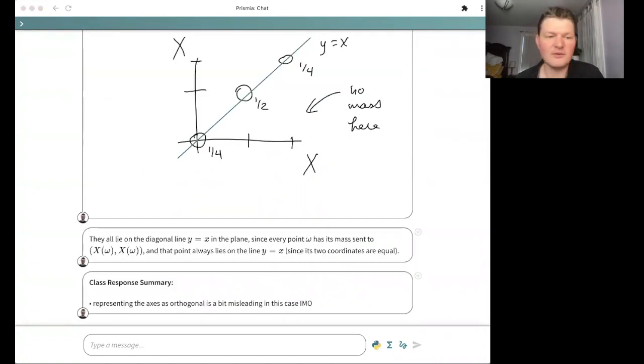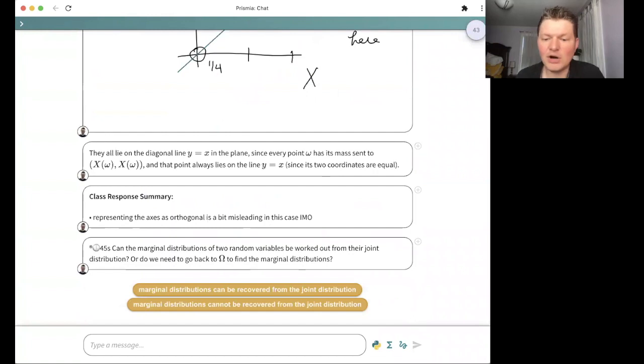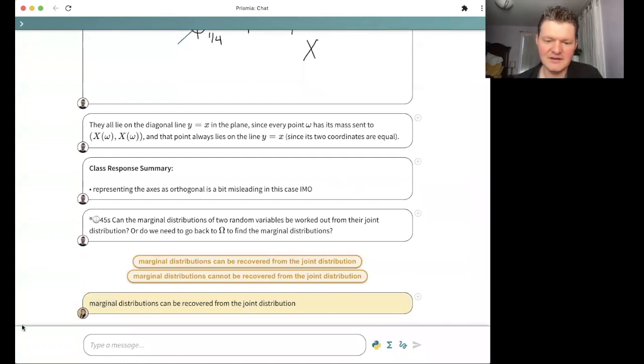Okay, here's another question about random variables and joint distributions. Can the marginal distributions of two random variables be worked out if we know their joint distribution? Or do we need to go back to omega to find the marginal distributions? So we know we can't get joint distributions from marginal distributions, but can we go the other way or not? Okay, I think we haven't heard from Yuetian in a while. So this is her answer. Do you want to tell us what your idea is for how to recover marginal distributions from the joint distribution?